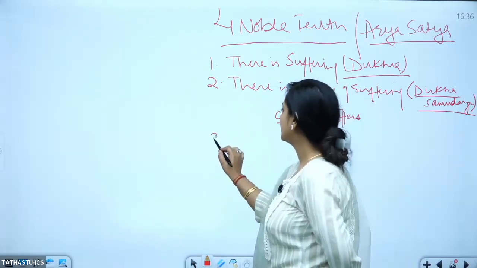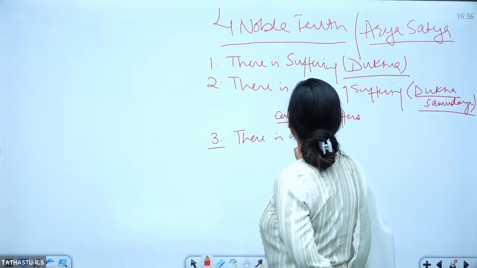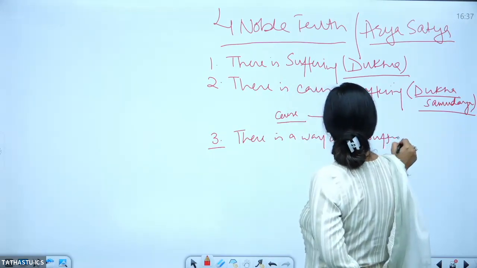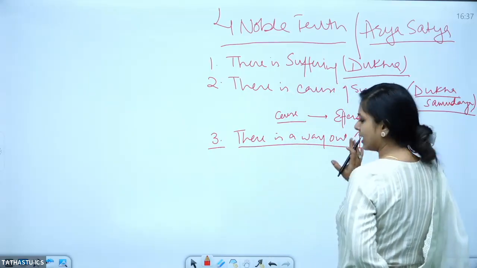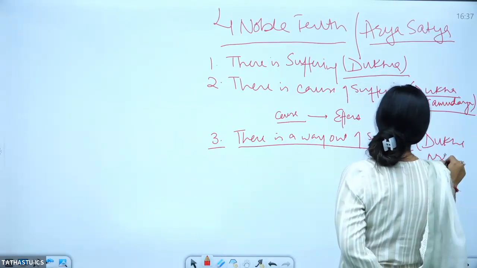And third, there is a way out of suffering. एक रास्ता है जिससे बाहर आया जा सकता है. मतलब ये तो फैक्ट है कि भाई बाहर आया जा सकता है. That is दुख निरोध.